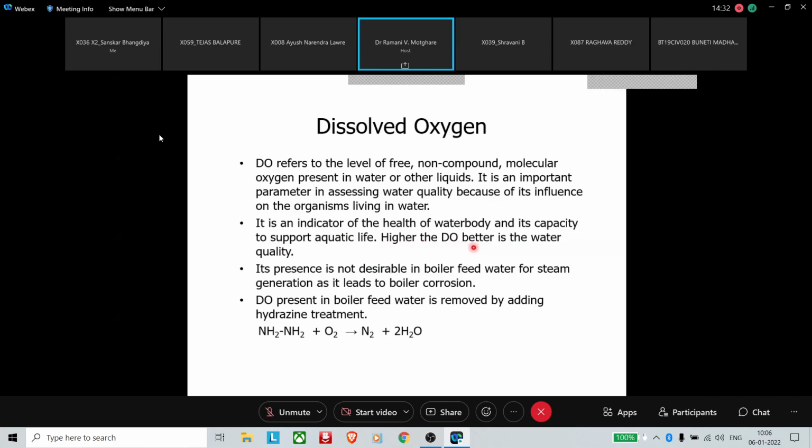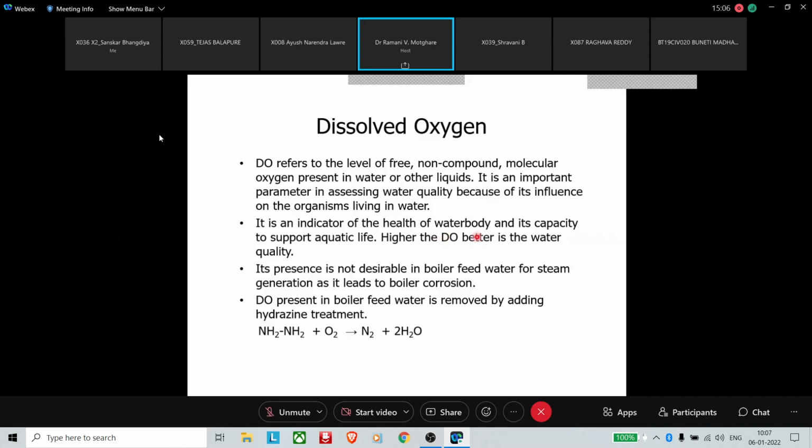Higher the dissolved oxygen, better is the water quality. Now, why it is so? I think I have discussed this when you have more of nitrates and phosphates in water, which is obtained from the runoff of agricultural field. The water body is rich in the fertilizers or food material. So there, if there is an algal bloom and the water body is completely covered by the algae, then the water body is termed as dead water body.